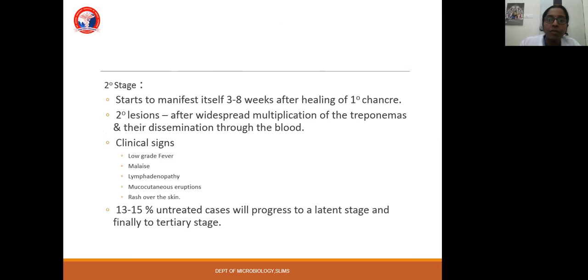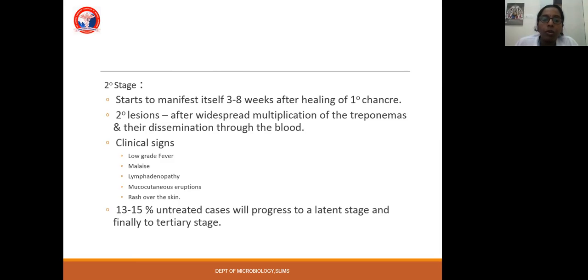Then the secondary stage, when the primary chancre heals. If you see this chancre, it is a painless ulcer, so there will not be pain. It's a shiny, painless papule, a raised lesion. And the secondary stage starts to manifest only 3 to 8 weeks after the primary chancre heals. And here you can see other systemic manifestations also.